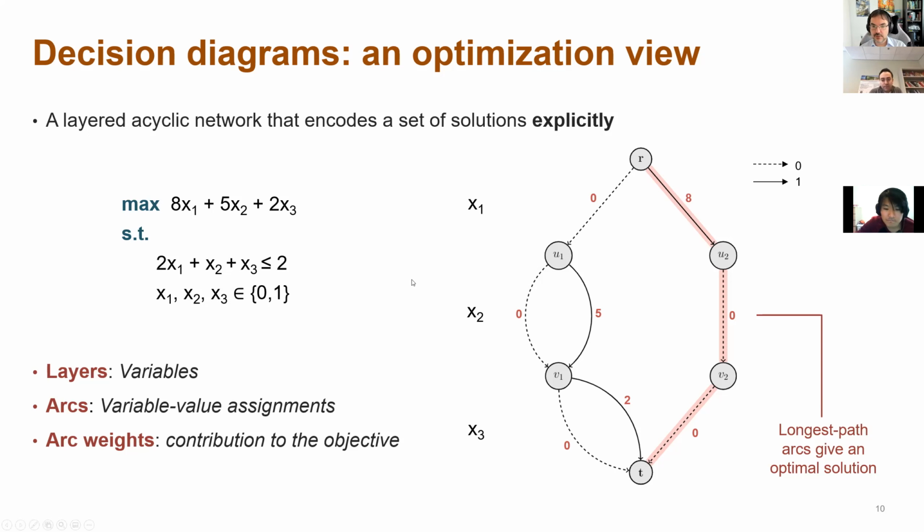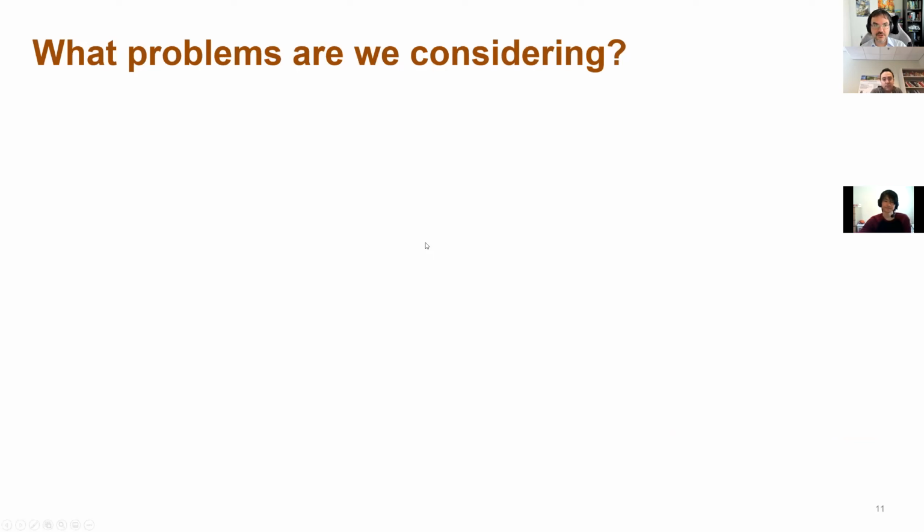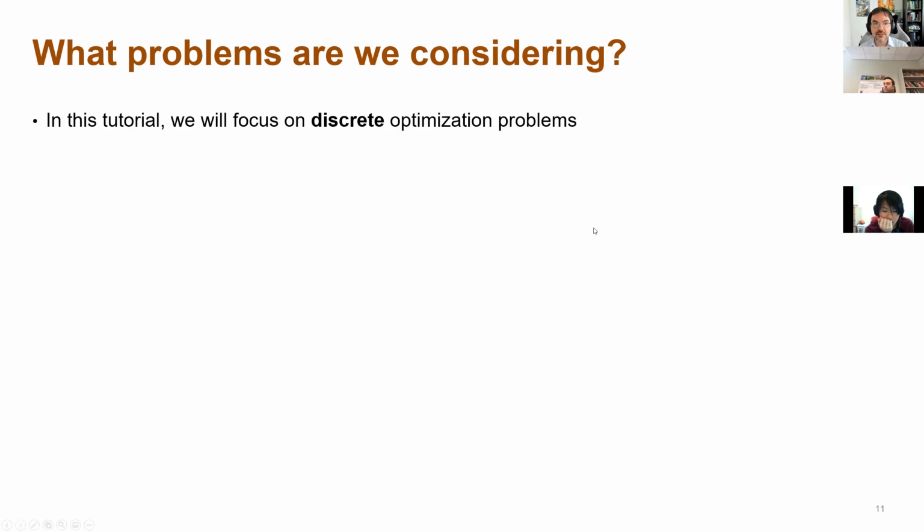Good. Okay, so let's continue. So what type of problems are we considering? Before we start describing how we're going to formulate the problems, I just want to restrict our space a little bit to the class of problems that we're going to handle. Again, this is not the only set of problems that we can formulate with decision diagrams, but just to make our life a little bit easier. So in this tutorial, in these introductory slides, we're just going to focus on discrete optimization problems. Not required, but let's just focus on that, okay?